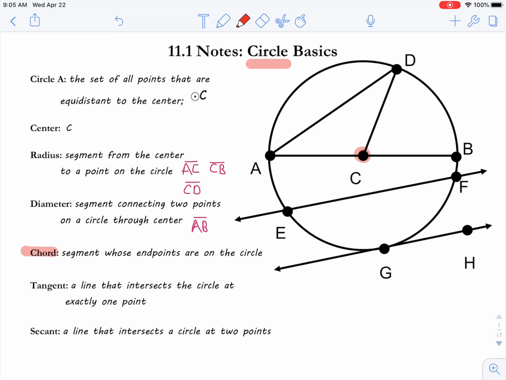A chord. Okay, that is a new one for us. A chord is a segment whose endpoints are on the circle. Okay, so if you think about it, your diameter would be a chord. A and B, okay, are both endpoints on the circle. But a chord does not have to be the diameter. If we look at this example, EF would be a chord. It goes from endpoint to endpoint on a circle. And so does DA.